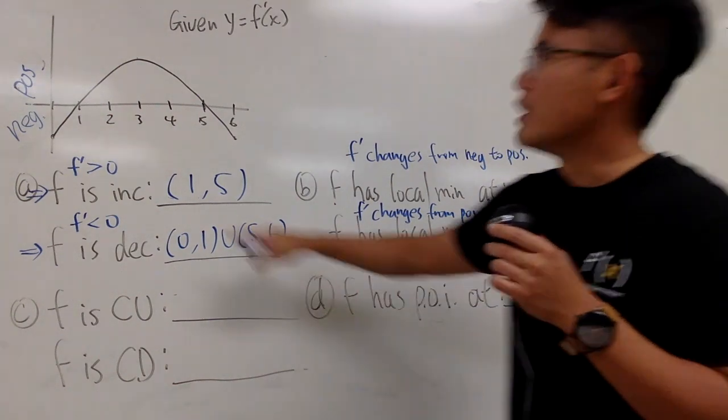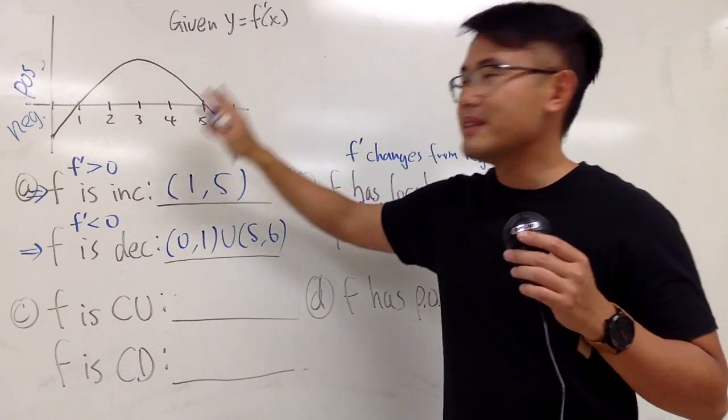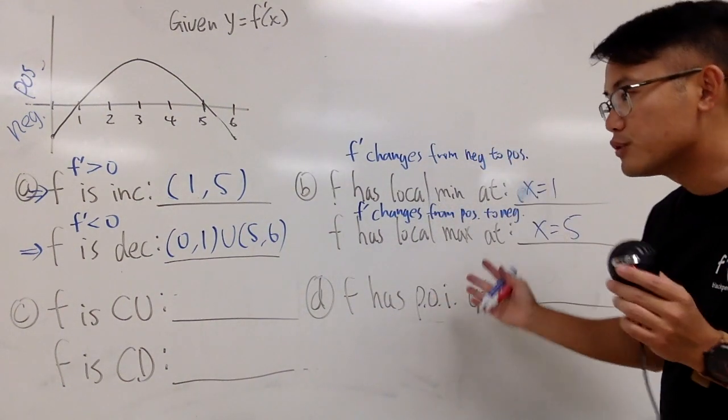Right? The derivative changes from positive derivative right here to negative derivative. Positive derivative to negative derivative at 5. And this right here is it.